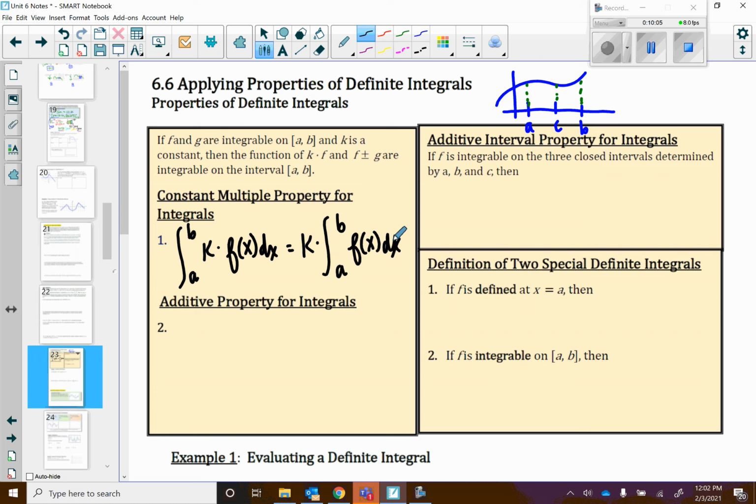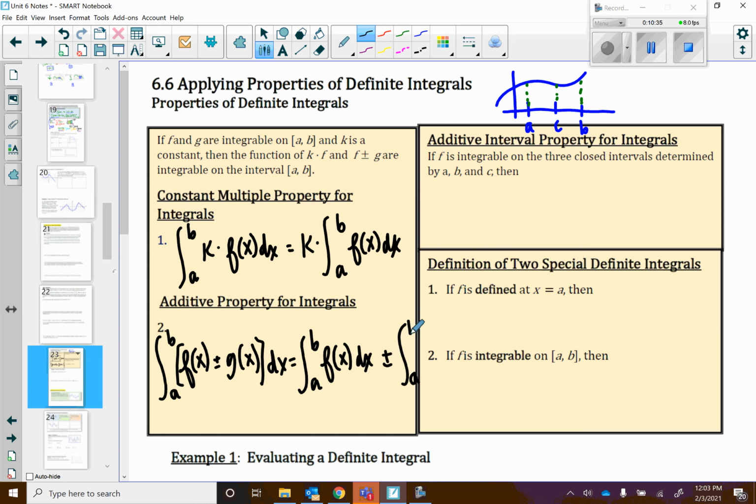Second property is the additive property for integrals, and this one I think will make sense when we look at our picture. It says, actually this is not the one I was thinking of, but that's okay. The integral from a to b of some function f of x plus or minus some function g of x, all with respect to x, we can break that up into the integral from a to b of f of x with respect to x plus or minus the integral from a to b of g of x with respect to x. Sorry, that one's a little long. We're going to squeeze that in here.